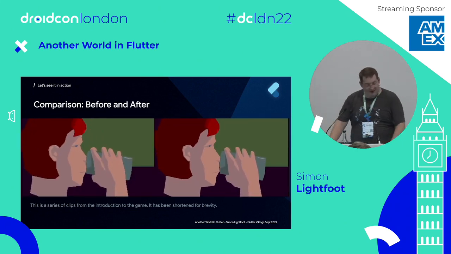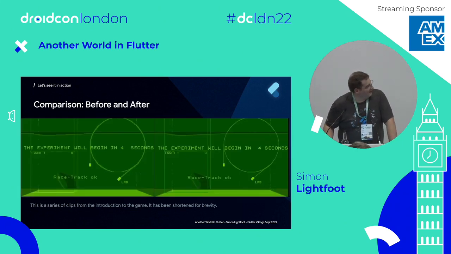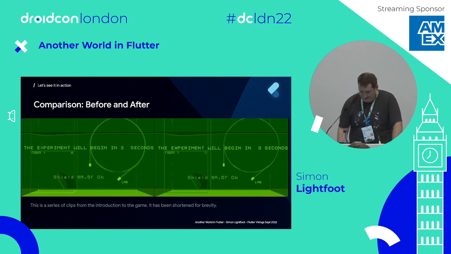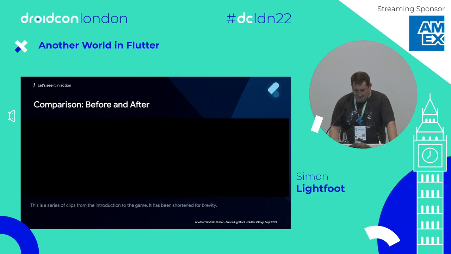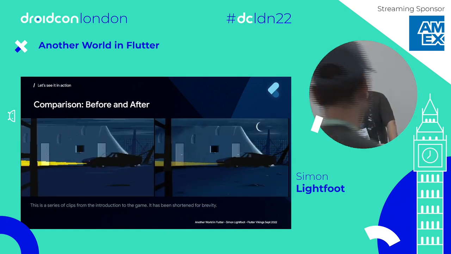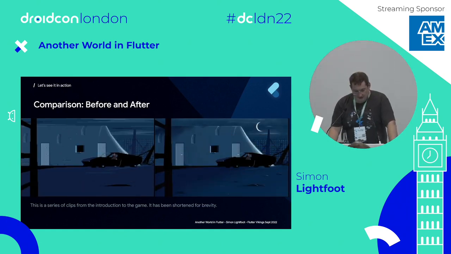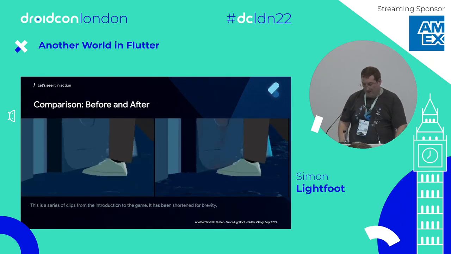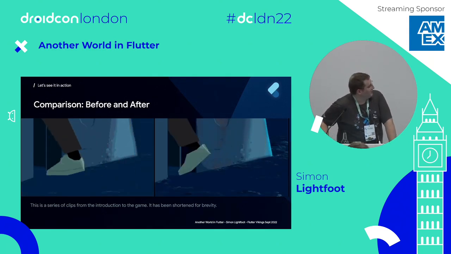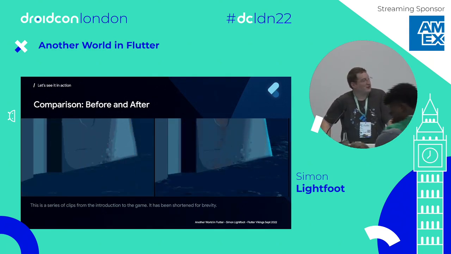So we're going to skip ahead because there's some good scenes coming up. We'll play it in full in a minute. He says, I pressed the wrong button. So before, being the original, and then after, being the one that's recreated in Flutter.